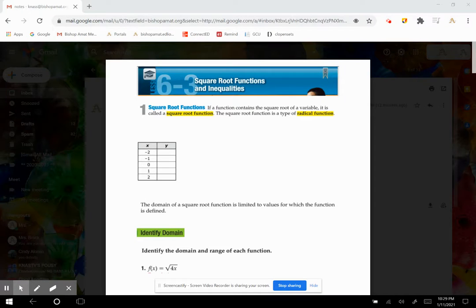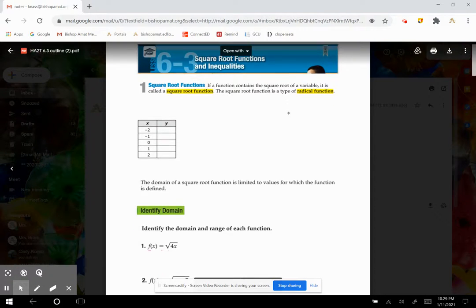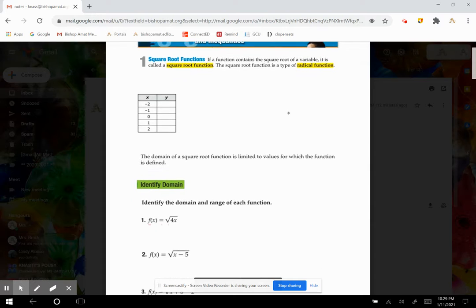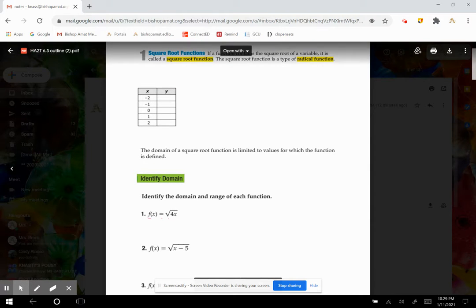6.3 square root functions and inequalities. What we're going to start off here is graphing, or what we're going to do this whole section is graphing square roots. And then we're going to have inequalities, and when we have inequalities, we have to shade.